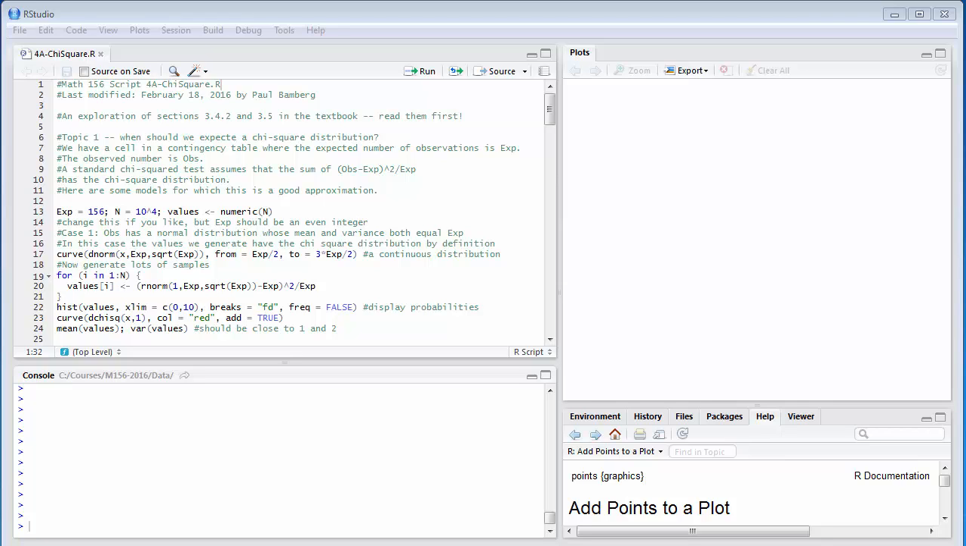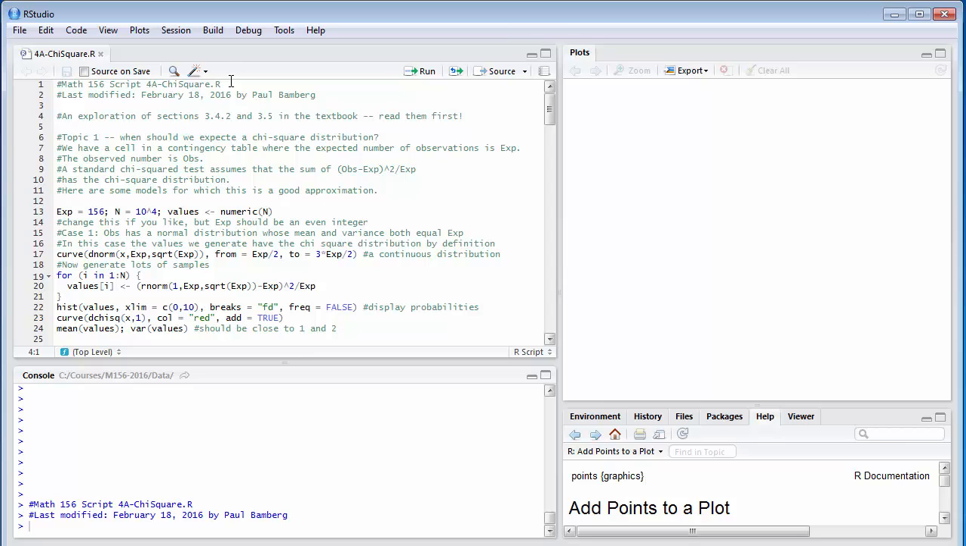It's Paul with a Math156 script designed to illustrate lots of situations where the chi-square distribution is an appropriate model for data. This topic is introduced in section 3.4.2 in the textbook, which you should certainly read beforehand, and you might want to go on ahead and read section 3.5 also.